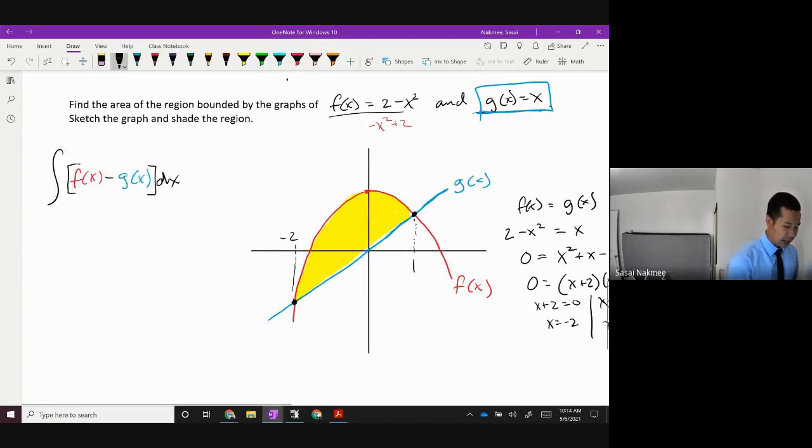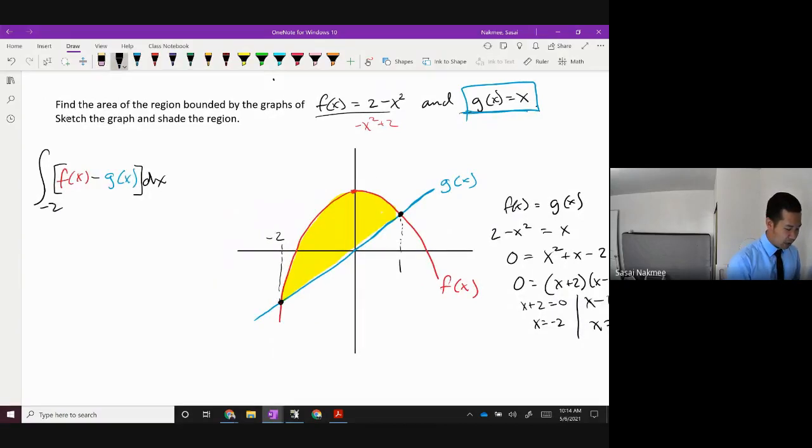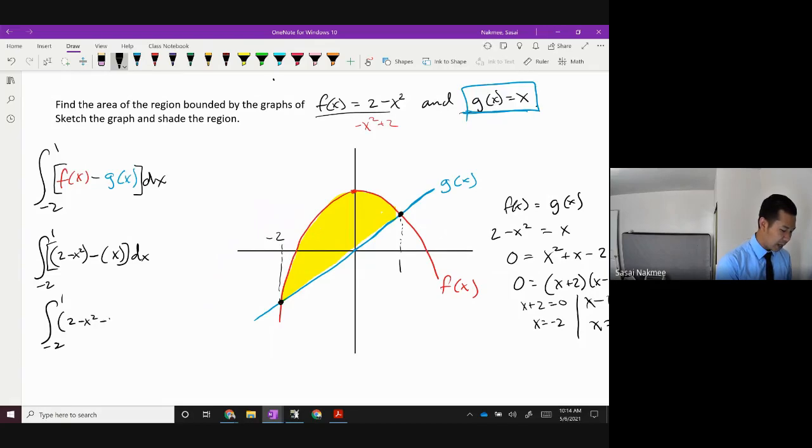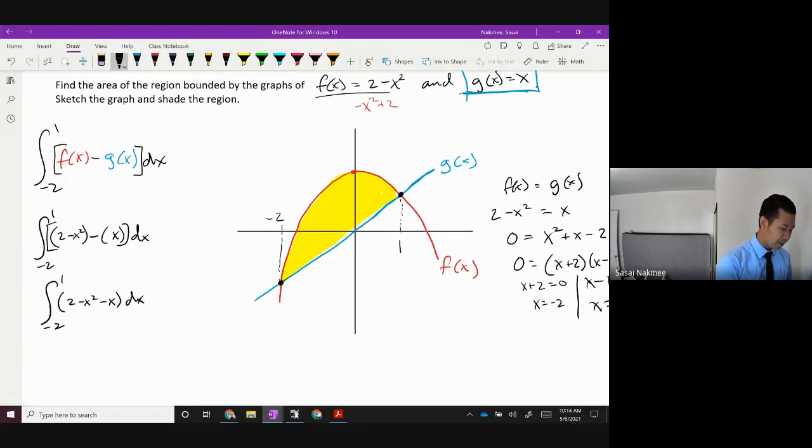So the interval that I need to do this on is going to be from negative 2 to 1. And that's it. Plug that in, and let's plug in our functions being subtracted from each other. So we have here, this is going to be the integral from negative 2 to 1 of, you ready? My f of x function is 2 minus x squared. I'm going to be subtracting that from my g of x function, which is x. This whole thing, of course, is with the dx. When you simplify and distribute this negative and get rid of those parentheses, this is going to go from negative 2 to 1 of 2 minus x squared minus x dx.